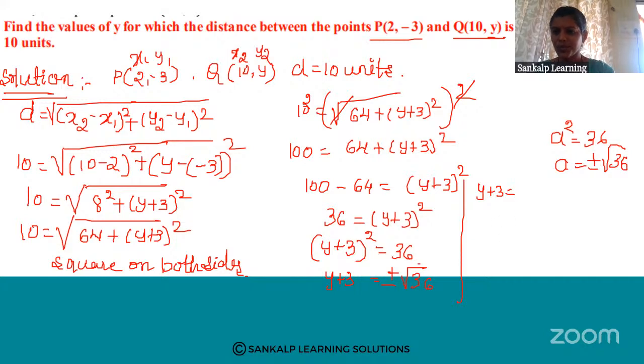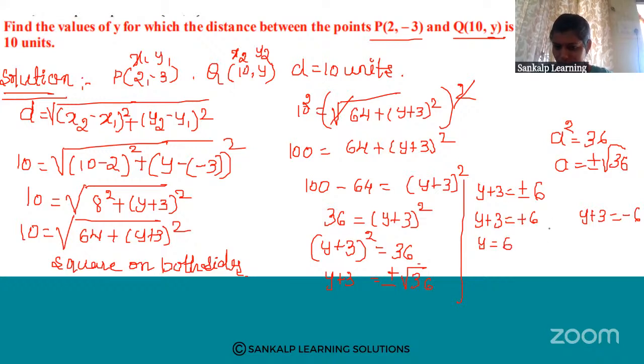36 is a perfect square number, right? So what is the square root of 36? The square root of 36 is plus or minus 6. That means 6 has two values, plus 6 and minus 6. So y plus 3 is equal to plus 6 and y plus 3 is equal to minus 6.